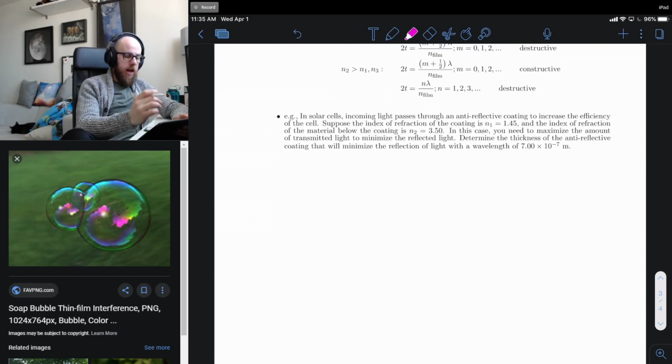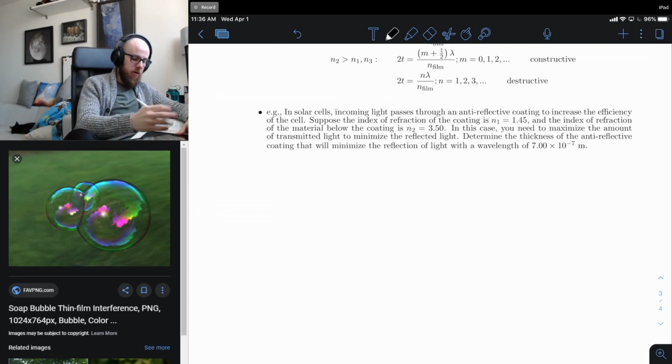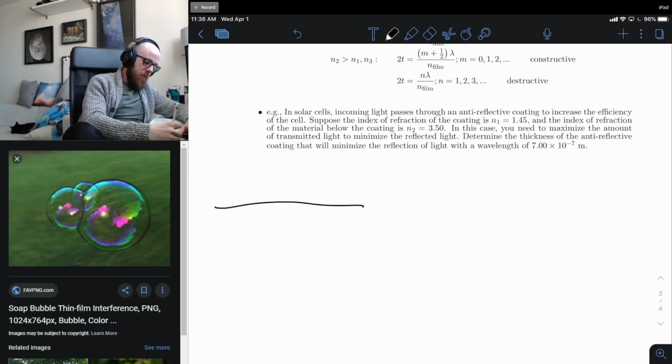Okay, so last exercise here. In solar cells, we have incoming light that passes through an anti-reflective coating to increase the efficiency of the cell. So this is the example I was mentioning earlier. In this case, we have the following scenario. We have waves coming from air, so N1 is equal to 1.